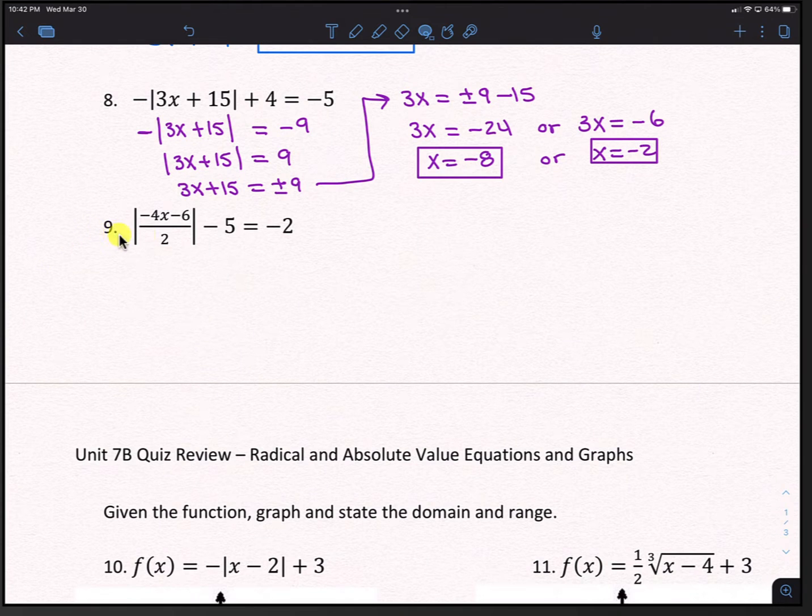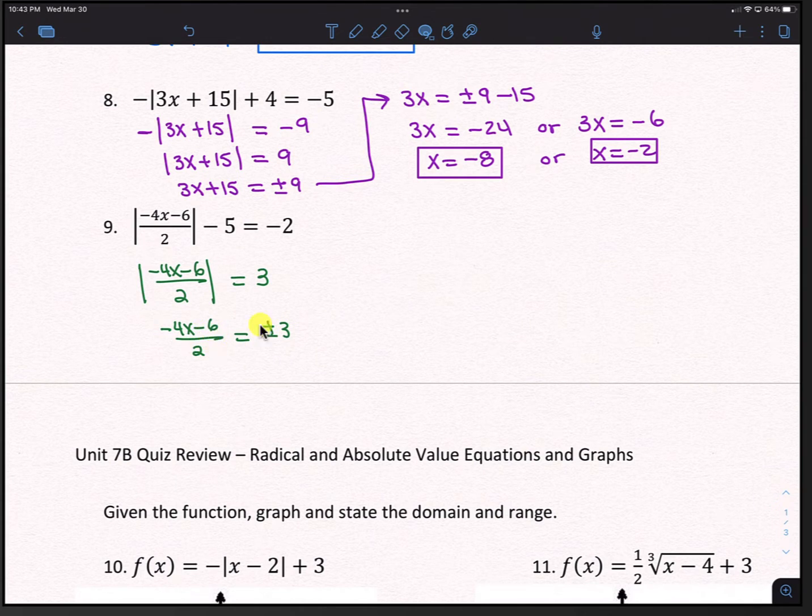All right, for number 9, we have the absolute value minus 5 equals negative 2. Let's go ahead and move the 5 over by adding. So adding 5 to both sides, the result gives us positive 3 on the right. Now we'll need to get rid of the absolute value by making the right side be positive or negative. So we have negative 4x minus 6 over 2 equals positive or negative 3.